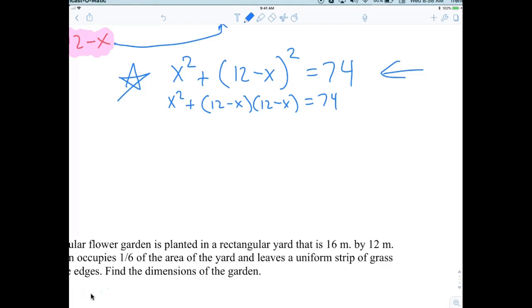All right. So now, what's 12 times 12? 144. Now we do our smiley face. Negative 12 and negative 12 makes negative 24x. And now negative x times negative x. Negative x times negative x is positive x squared, equals 74. Now again, you need to ask right away.